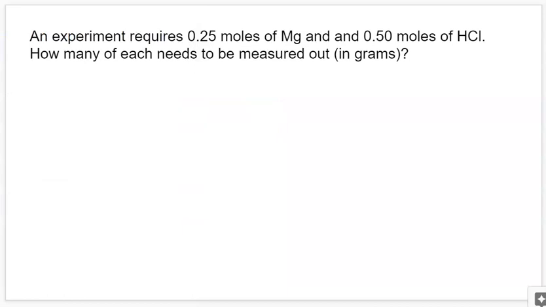All right, next, we have an experiment that requires 0.25 moles of magnesium and 0.5 moles of hydrochloric acid. So we need these in a 2-to-1 ratio. We need twice as much HCl as we need 0.25. And we want to know how much of each we need to measure out. So this is a good example of how this works in chemistry. I know that I need to react these in a 1-to-2 ratio, but their molar masses are going to be different. So I can't just weigh them out in a 1-to-2 ratio because the amount in grams is not going to be a 1-to-2 ratio.